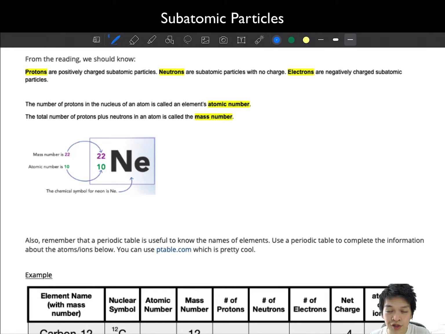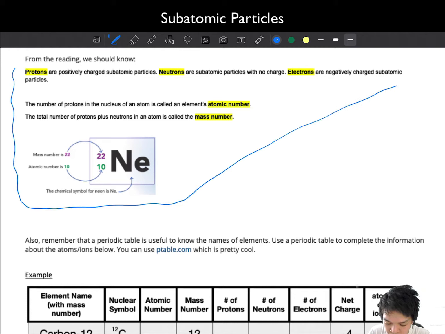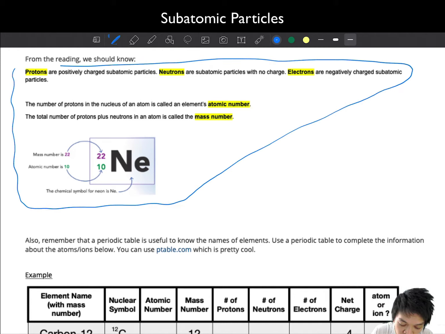We're going to go over some parts of the atom, let's say. That includes atomic number, the number of protons, number of electrons, number of neutrons, the charge, etc. But for you to really know how to do this well, you really need to know about this part of the reading that I've assigned. Okay, these are the very important parts that you really need to know.